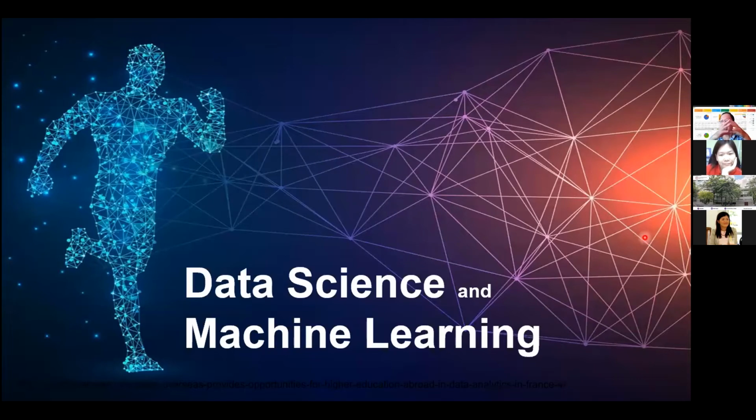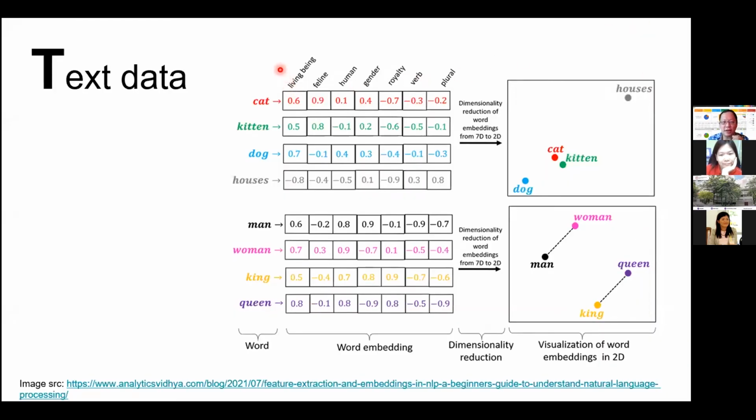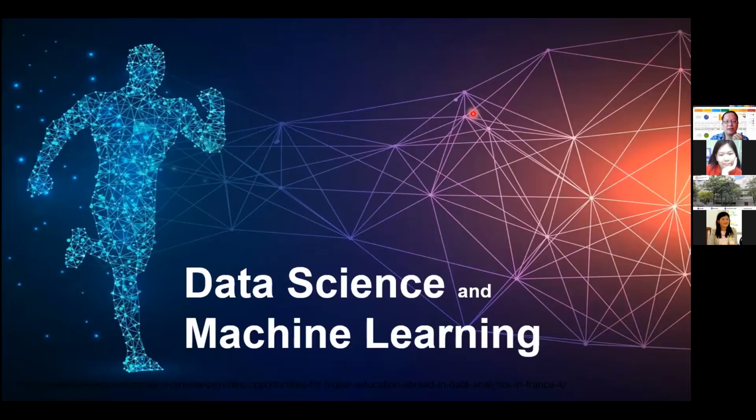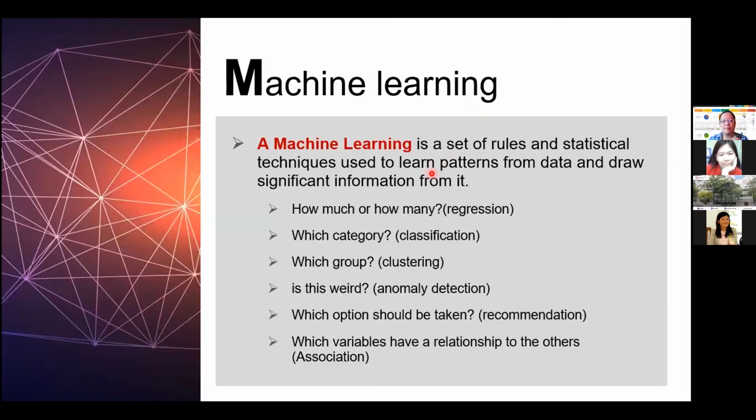Okay. Now, once we have data in the form of numbers, usually a vector, this number we usually call a feature vector. Okay, a feature vector represents the actual data. Now look at machine learning as used in a data science project. Machine learning is a set of rules and statistical techniques used to learn patterns from data and draw some significant information or value from the data.